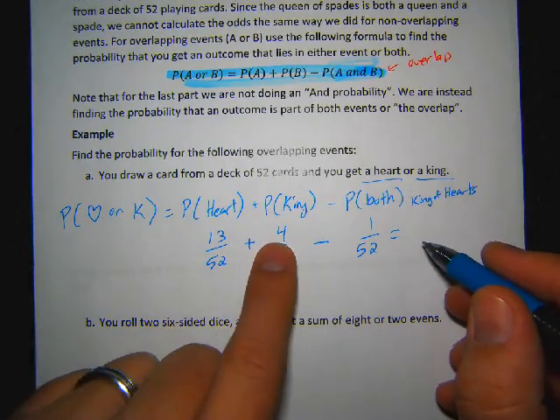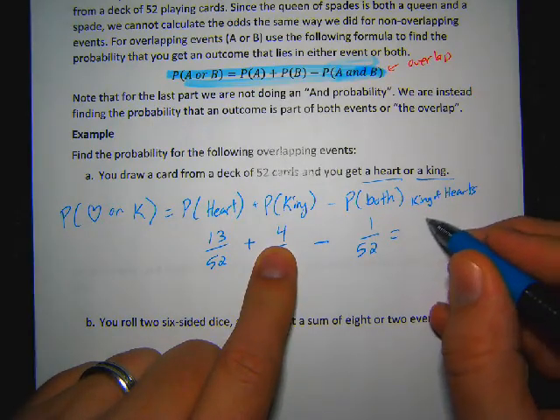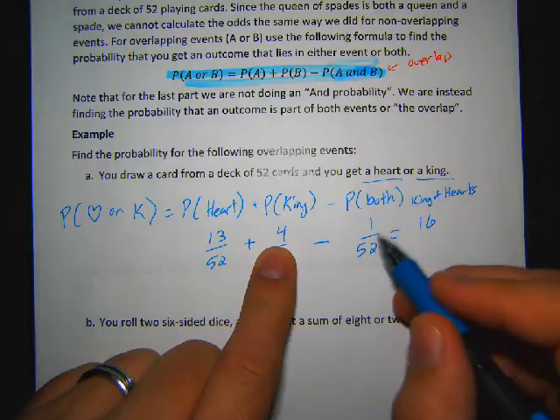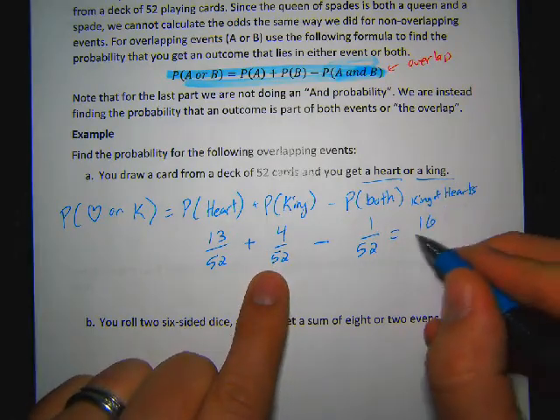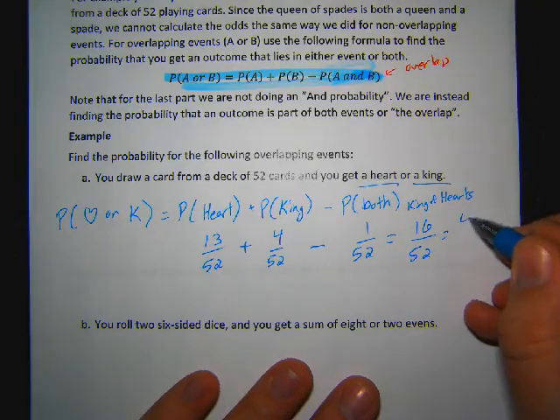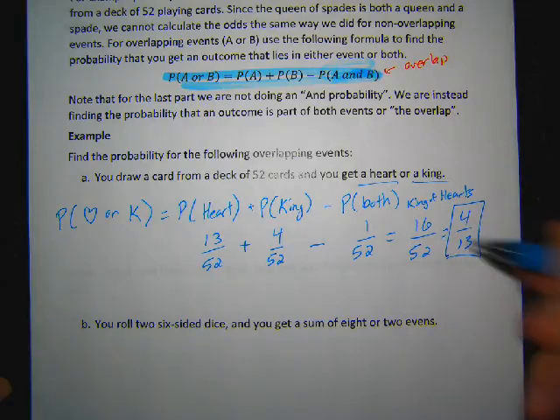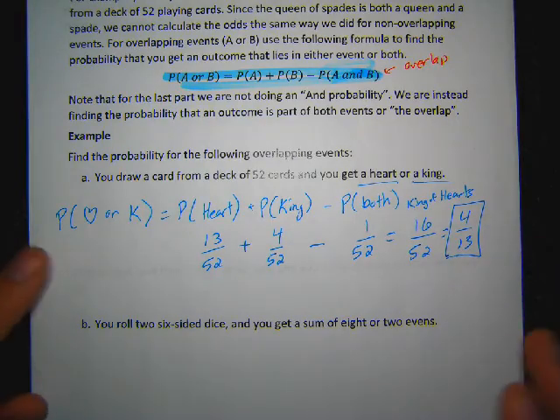So 13 plus 4, got 17 minus the king of hearts, so we get 16 because we're taking away that one that we counted twice, out of 52, and then simplify. Divide top number by 4, so you get 4 over 13. Again, if you don't feel comfortable simplifying, you can make your calculator do it like I showed you earlier.